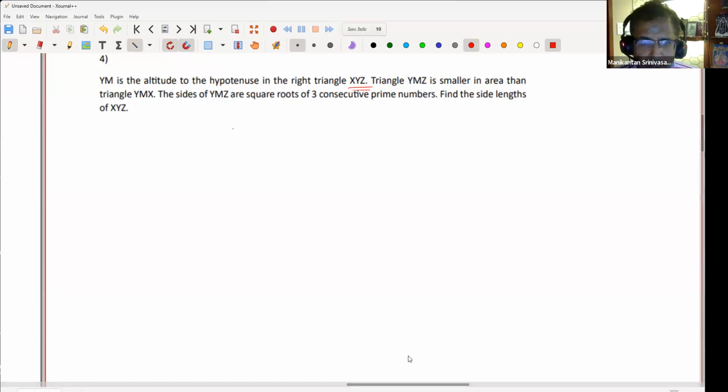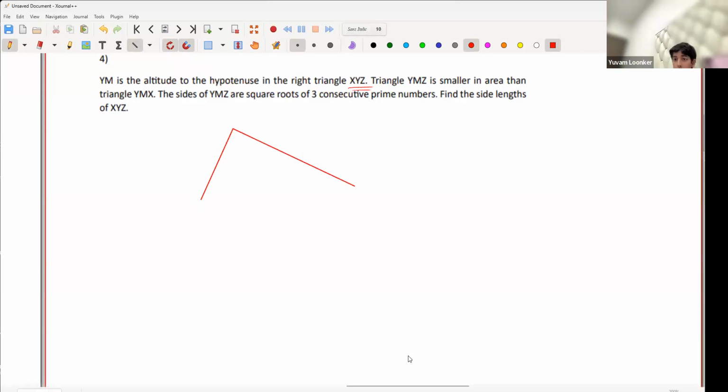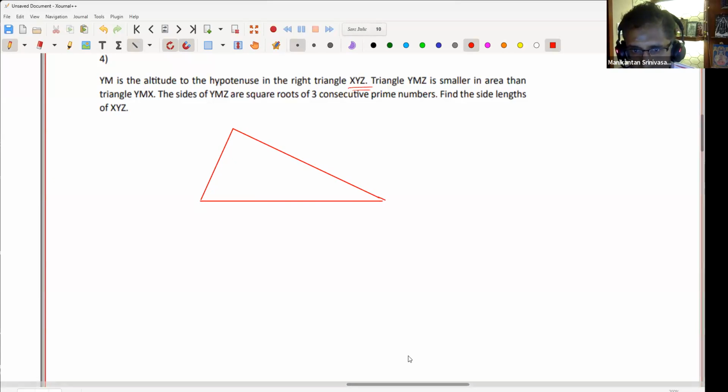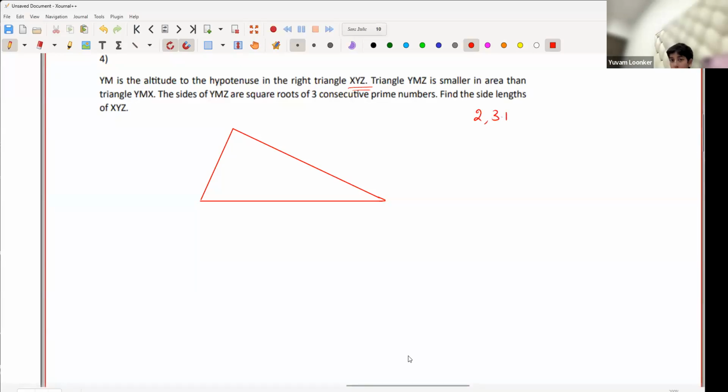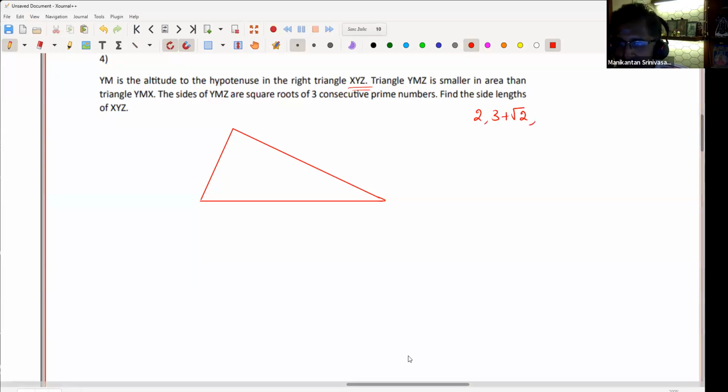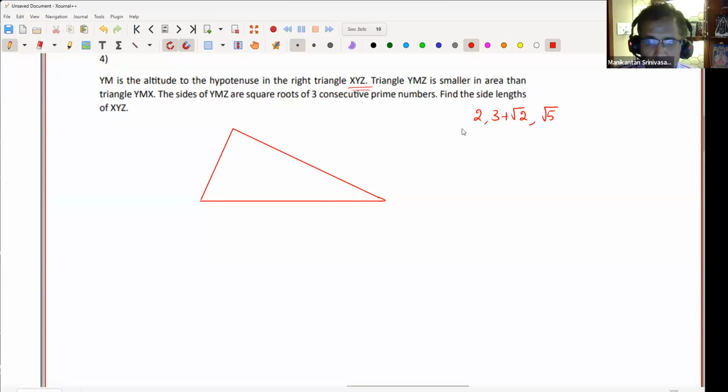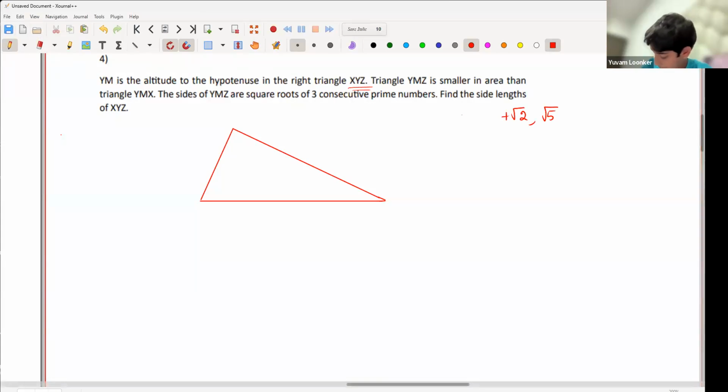Okay. Did anyone get an answer on this before we start discussing? Sir, I got one. Yes, go ahead, please. What did you get? Sir, I'm not sure of my answer. That's fine. No one is sure. Tell me. Sides of XYZ equal to 2 root 3, comma, 3 plus root 2, comma, root 5. Okay. 2 root 3, 3 plus root 2, and root 5. Yeah, correct. Okay. All right.